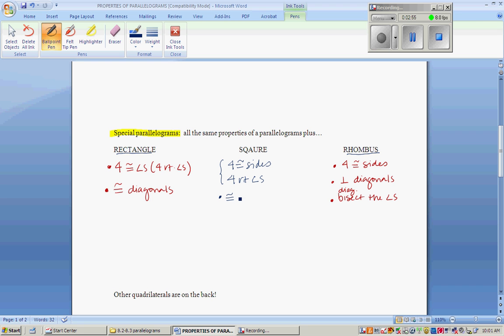A square will have congruent diagonals. A square will have perpendicular diagonals. And in a square, the diagonals will bisect the angles. And so we're going to use all of these properties to find out some interesting things in class.